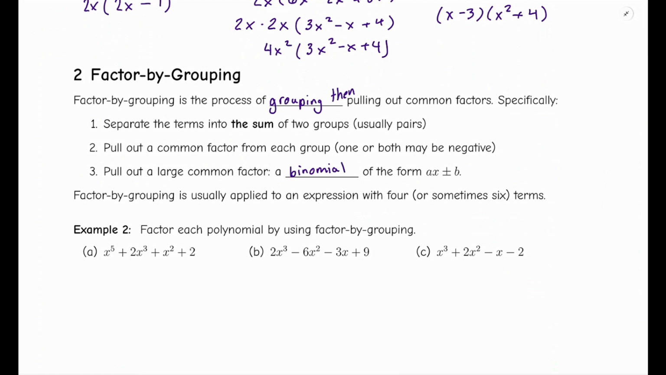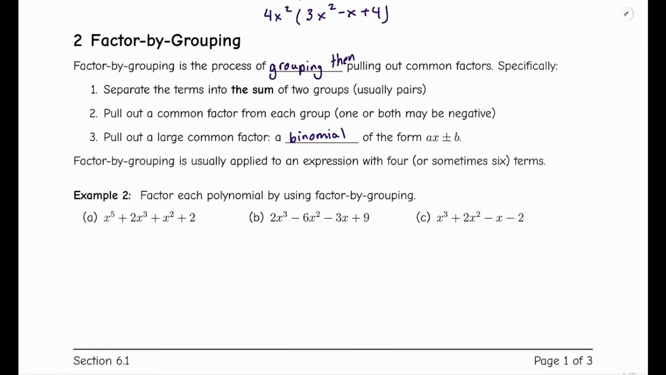Factor by grouping is usually applied to an expression with 4 or sometimes 6 terms. Example 2. Factor each polynomial by factor by grouping. Part A. X to the fifth plus 2x cubed plus x squared plus 2. So I want to factor this by grouping. I'm going to split it down the middle. And the first two terms have an x cubed in common. So I can factor an x cubed out, and I'm left with x squared plus 2.